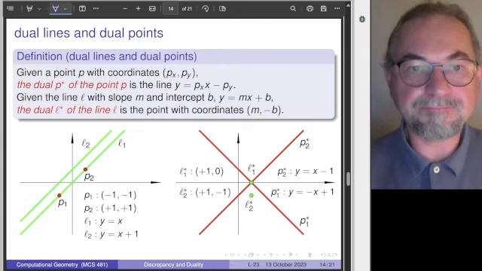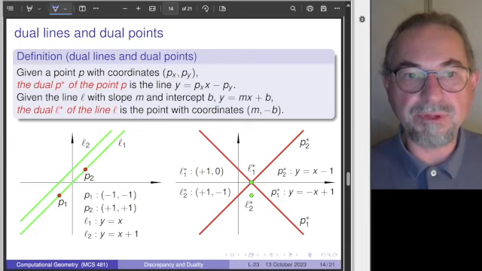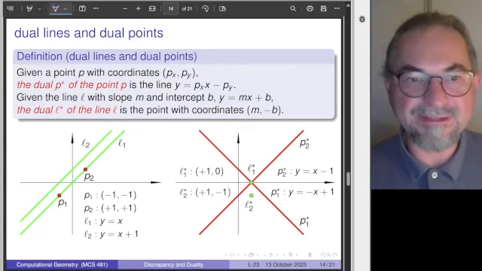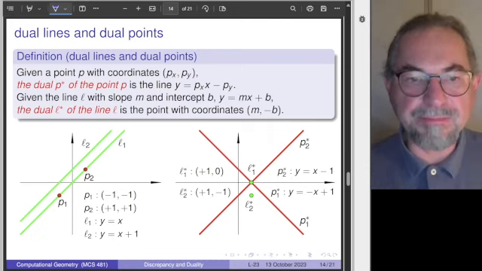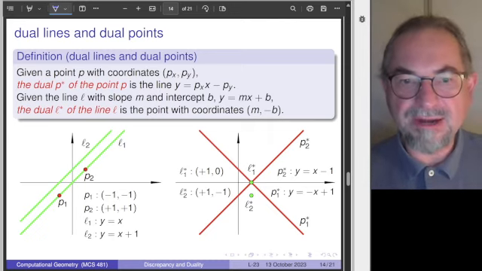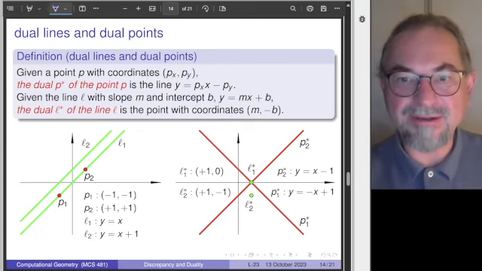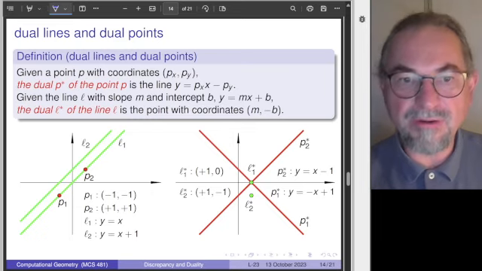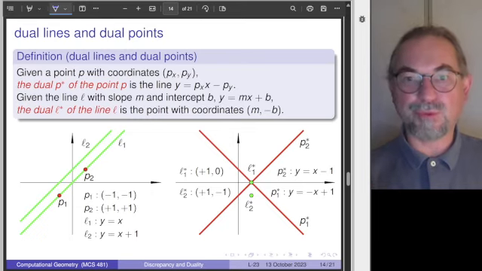Okay, lines can become points and points can become lines. Again, look at this picture here. We have two lines and two points. So P1 and P2 are transformed into two lines. At the intersection of these two red lines is the dual of the line which is spanned by the two points. So this is very beautiful.